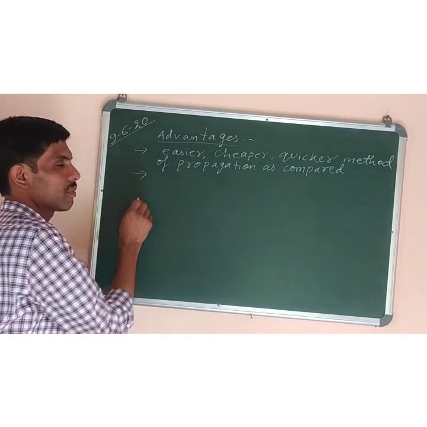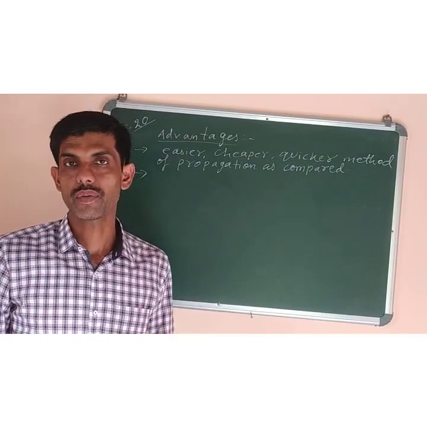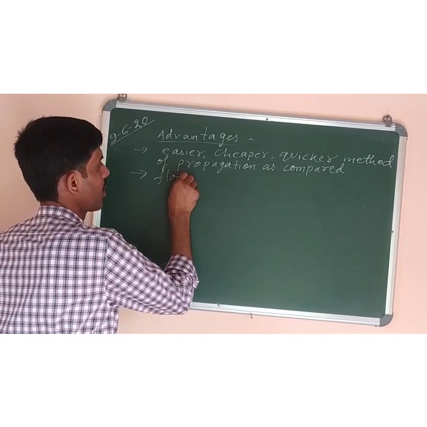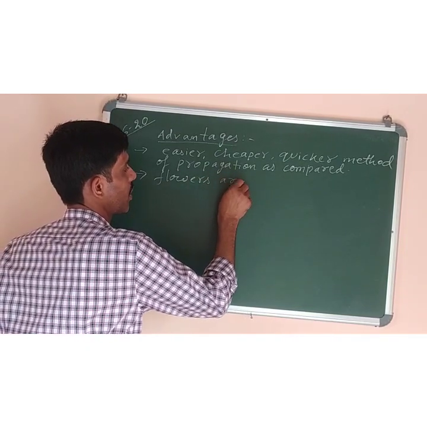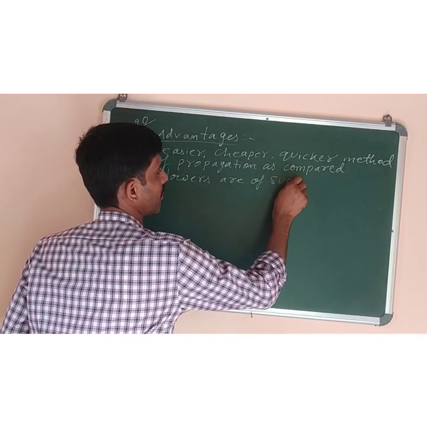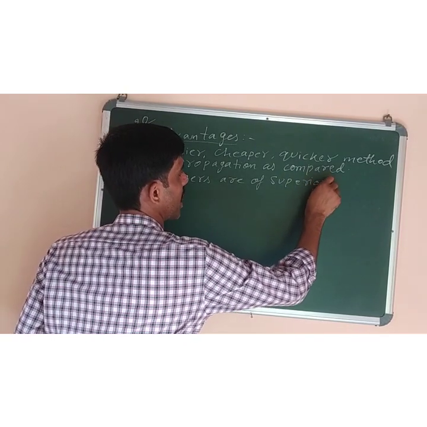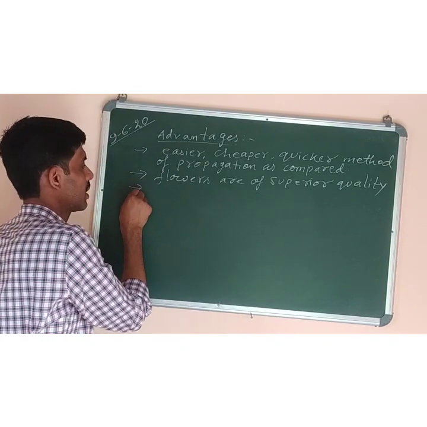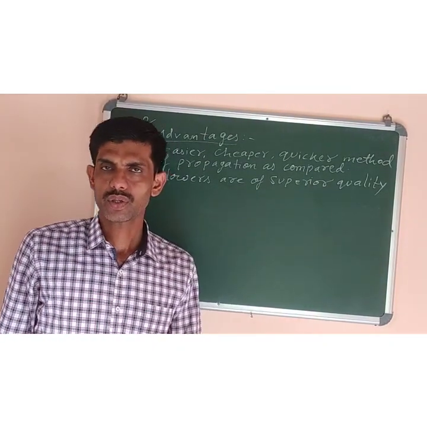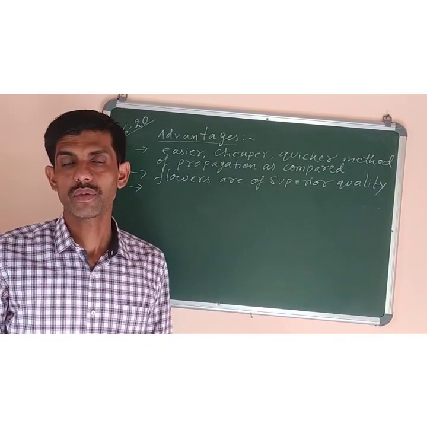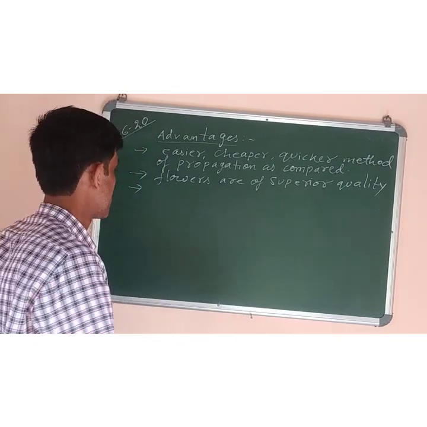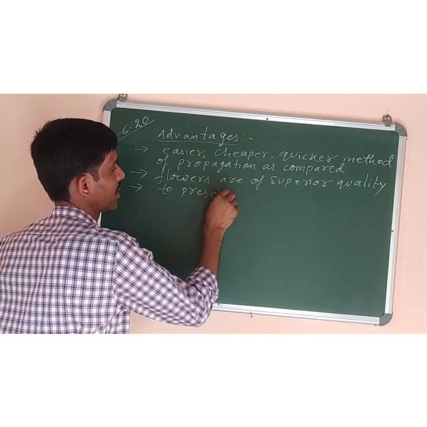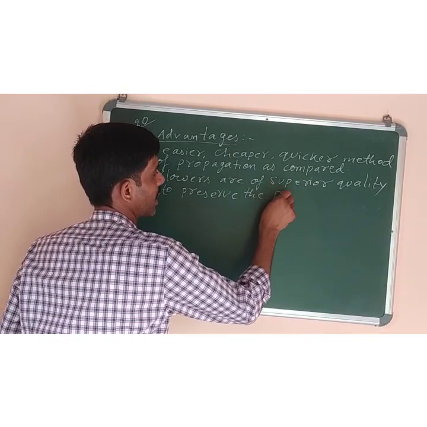Then number 2, flowers or the plants which are produced by vegetative propagation, they are of superior quality. So flowers are of superior, means better quality. Then next, vegetative propagation is used to preserve the characters of the parent plant. So it is used to preserve the parental characters.